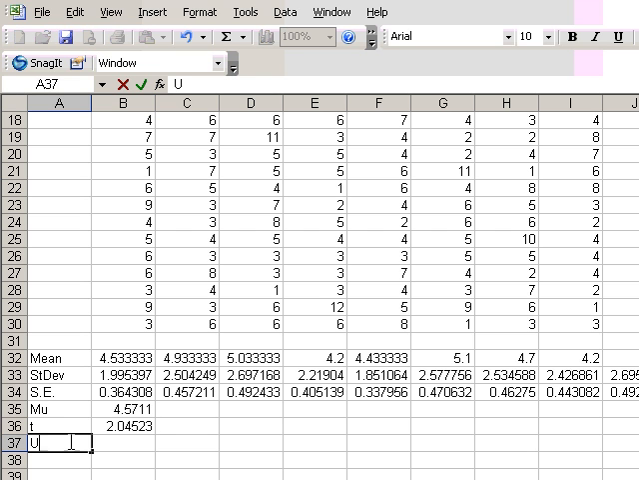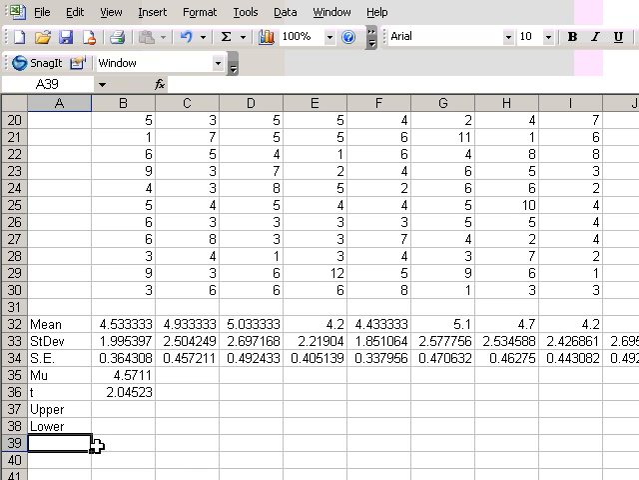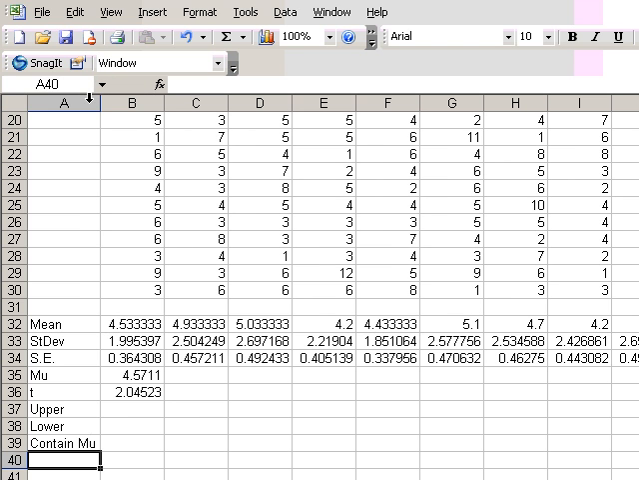Now we're going to calculate upper limits, lower limits, and here we're going to determine whether the limits contain mu. That is, do the limits contain the true population value, which is right here.